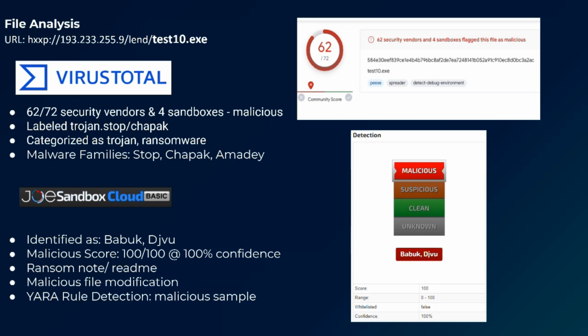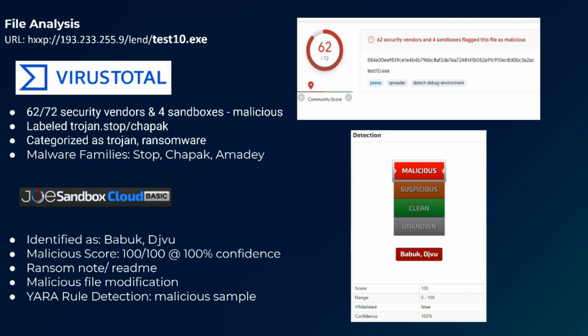The second tool is Joe Sandbox. It's an advanced automated malware analysis platform designed to evaluate suspicious files and URLs in a safe environment by simulating a real-world scenario. It exposes malicious activities and delivers comprehensive threat reports. Now let's get into the file analysis findings. We see here the URL we're investigating, and the test10.exe is the file it downloads onto the user's system if the URL is clicked on.